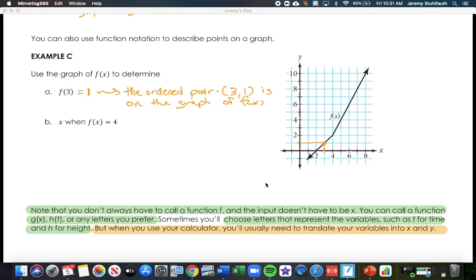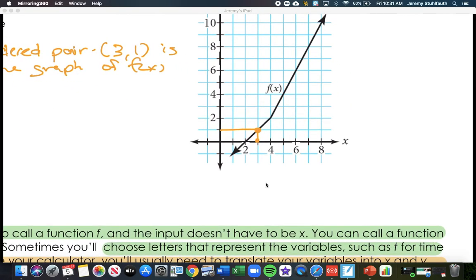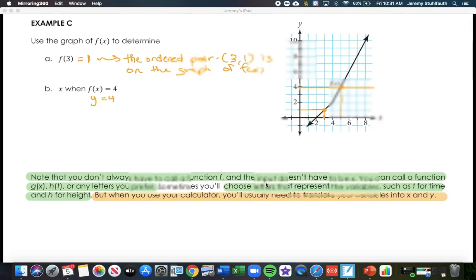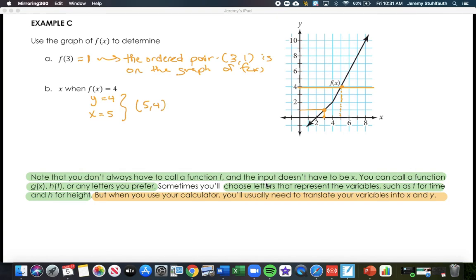Again, this is asking, what is the x value when y equals 4? So you go to your graph. y equals 4 is right here. You see that it crosses right there, and so that corresponds with the x value of x equals 5. So x equals 5 when y equals 4, and this gives us the ordered pair (5, 4), telling us that it is on the graph.